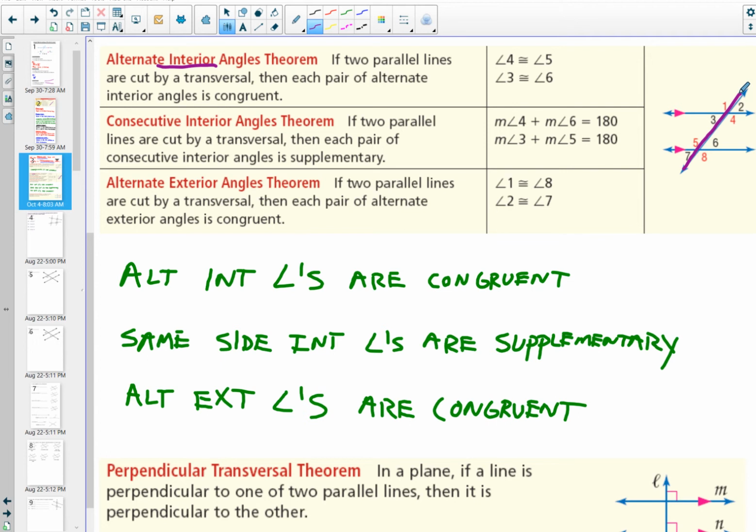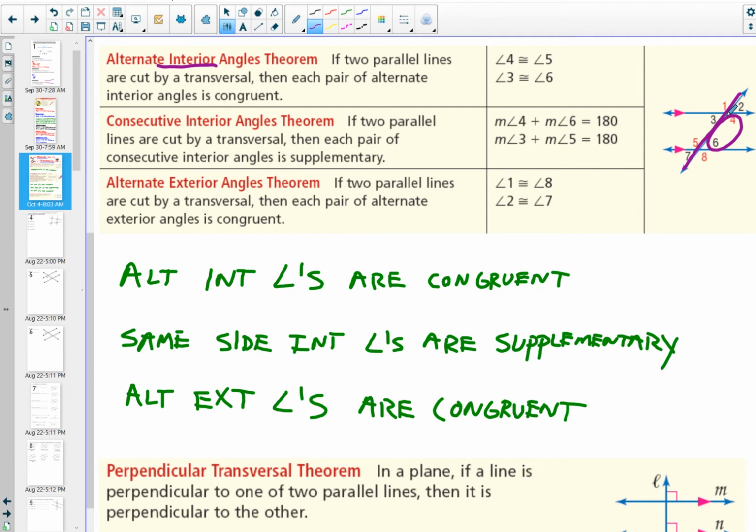Consecutive interior. It's a little different here. I like to say same side interior. It means the same thing. Some people call it consecutive interior. Some people call it same side interior. It's the same meaning, just different language. They're going to be on the same side of that transversal. So do you see my 4 and my 6 that are on the same side of that transversal? And they're inside, they're in between those two parallel lines?